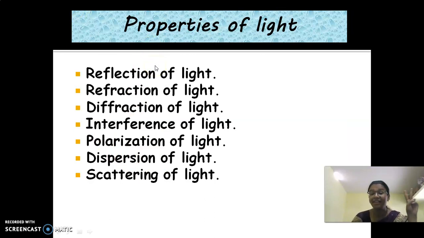And then properties of light. Reflection, refraction, these properties must always be there in our mind. They are reflection, refraction, diffraction, interference, polarization, dispersion of light and scattering of light. What are they? Reflection, refraction, diffraction, interference, polarization, dispersion and scattering. Clear, children?